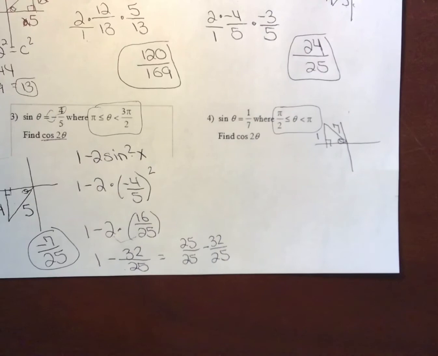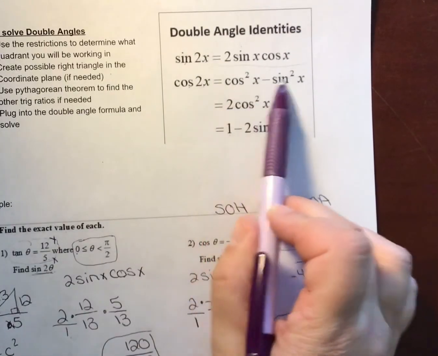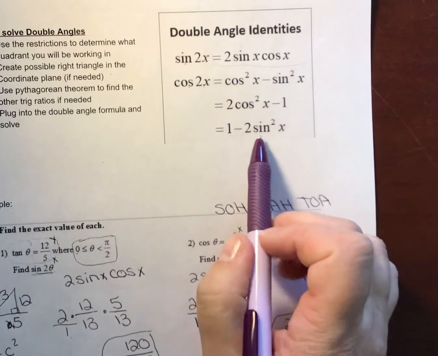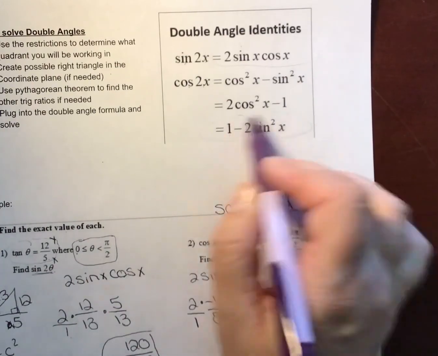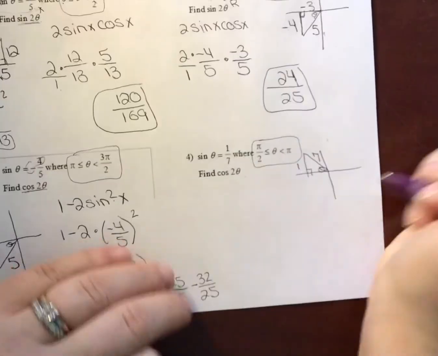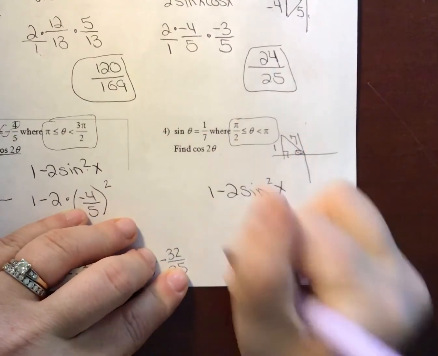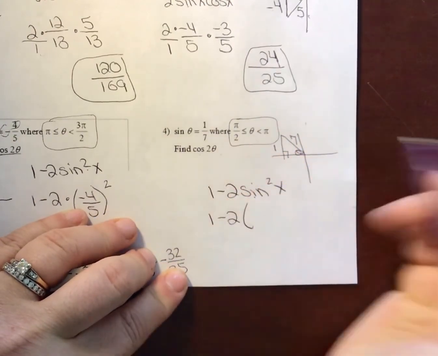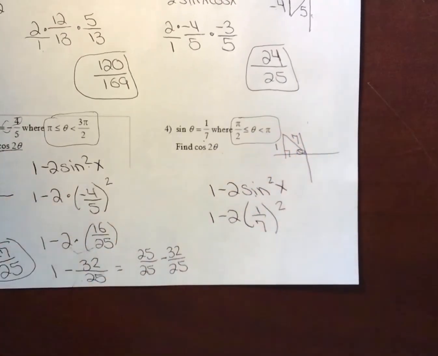Okay, but you actually don't really even need to do that, because if we're finding cosine, double angle of cosine, we come right up to here, double angle of cosine, we need to figure out which one should we use. Well, the problem gave us the sine ratio. It gave us a sine ratio of 1 over 7. So I'm going to just go straight to here and plug in. So I'm plugging in to 1 minus 2 sine squared x. 1 minus 2, in for sine, I'm plugging 1 over 7, and it just has to be squared.